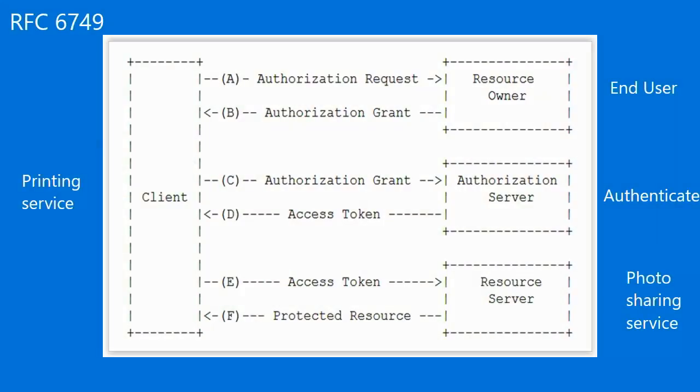Okay, so this is RFC 6749. This is the one that originally described OAuth. And you can see it's all written in ASCII art, which kind of shows you how old it is.